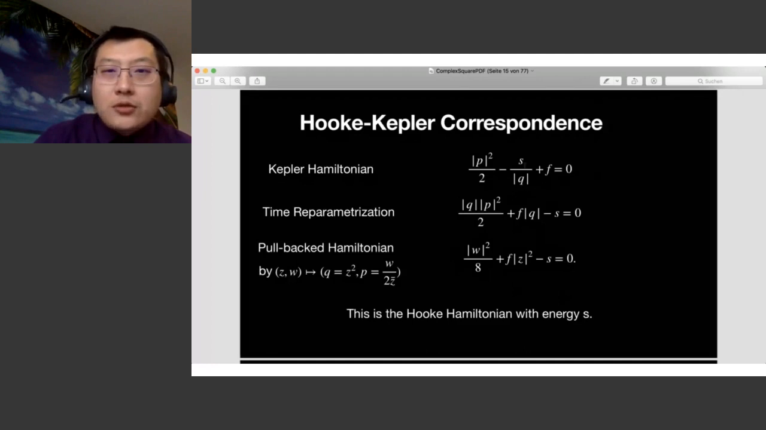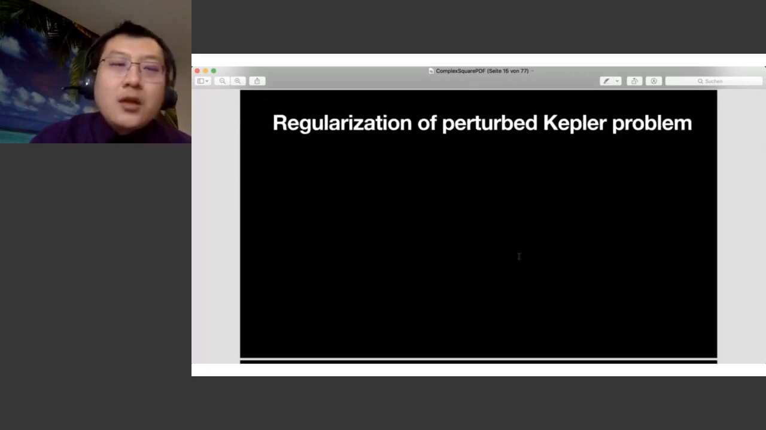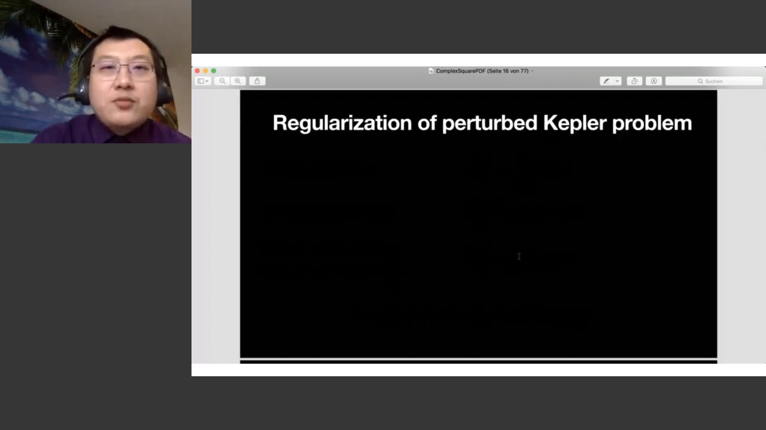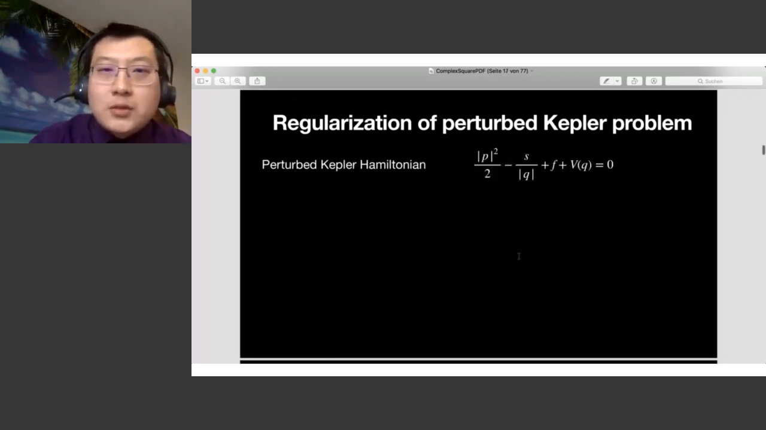And what's also kind of interesting to see is that here the role of s and f somehow exchanges. Before, s is a parameter of the system, and minus f is the energy, and in this case we see that s essentially gives you the corresponding energy, and f is now a parameter of the system.